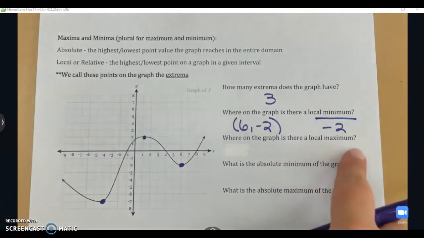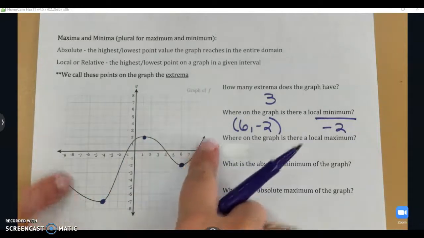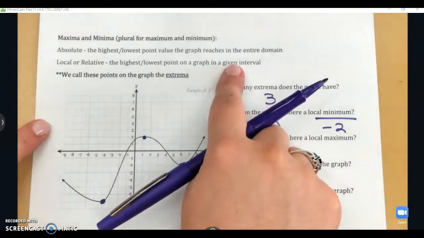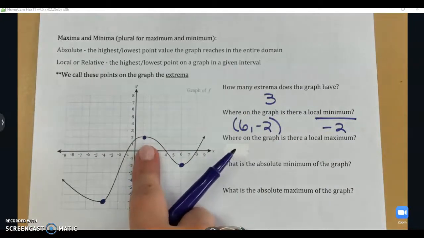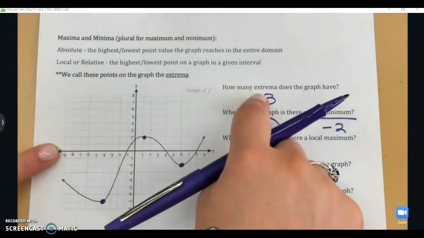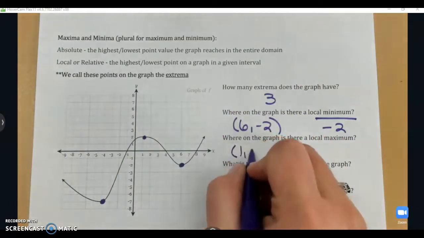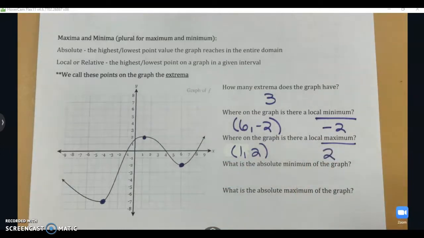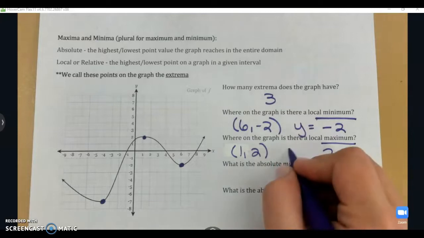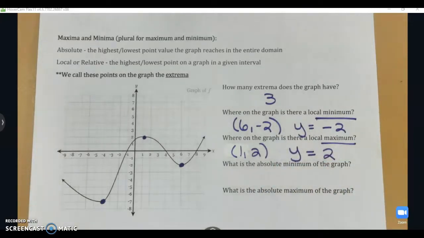Where on the graph is there a local maximum? Well, on this graph, if I'm going off to infinity forever, I can't see the rest of it. So this maximum is going to have to be local or relative because I don't know if there's other values on my graph that are larger. And that is at the point (1, 2), but the value for the maximum is 2. So here is y equals 2 and y equals -2 for that local maximum and local minimum.